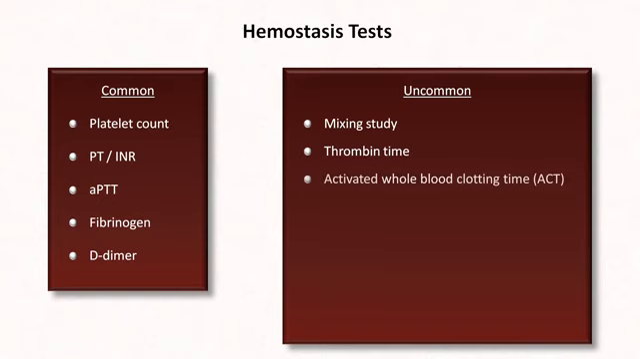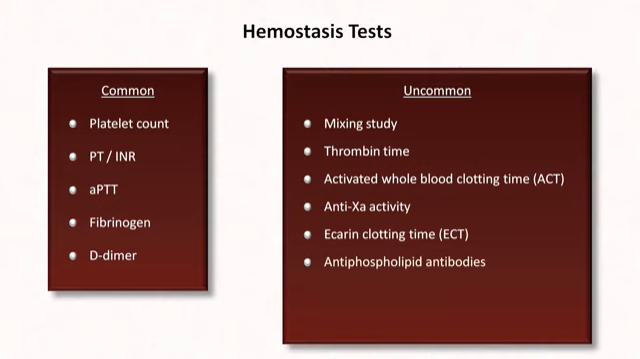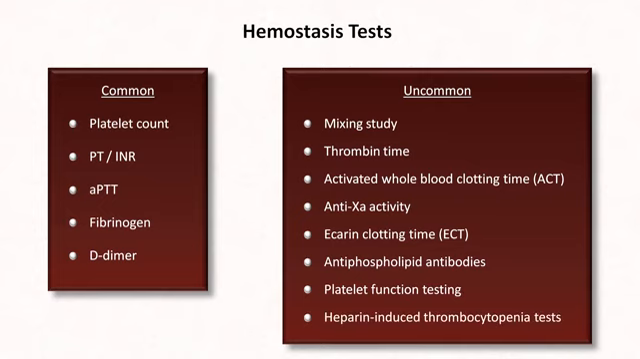Next is the activated whole blood clotting time, tests of anti-10A activity, and the Ecarin clotting times. These are all used exclusively to measure anticoagulation effect from specific medications and will be discussed in the anticoagulation video. Then there are various tests of antiphospholipid antibodies, qualitative platelet function, and heparin-induced thrombocytopenia. These three will be covered in future videos as well, at the same time as the relevant conditions are discussed.